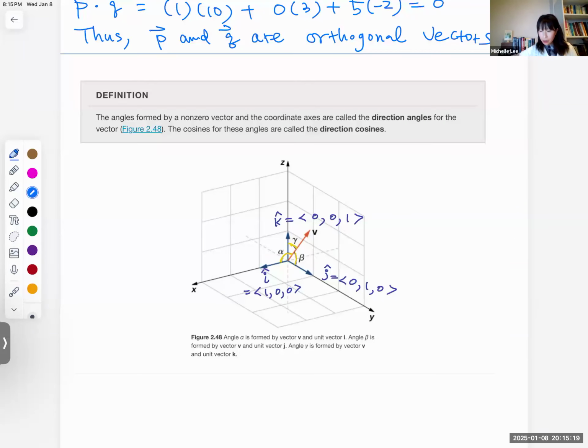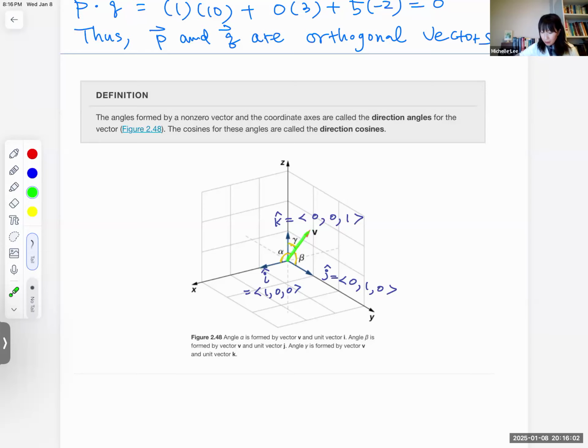Okay, so we have direction angles here. Let me just read: the angles formed by non-zero vectors and coordinate axes are called direction angles for the vector. The cosines of these angles are direction cosines, right? We have angle alpha, angle beta, and angle gamma. Let me write them down for you later.